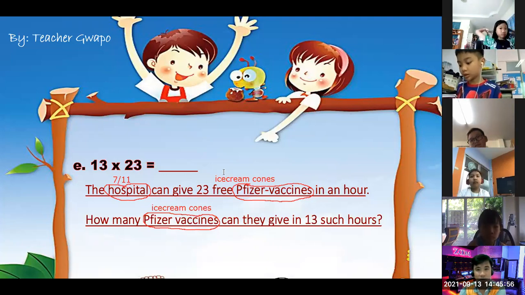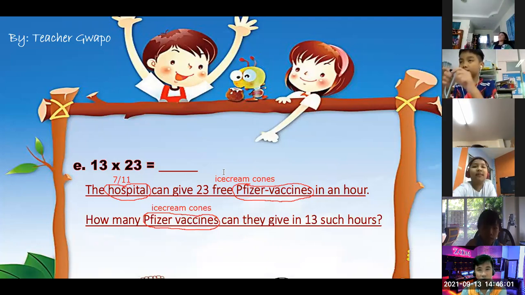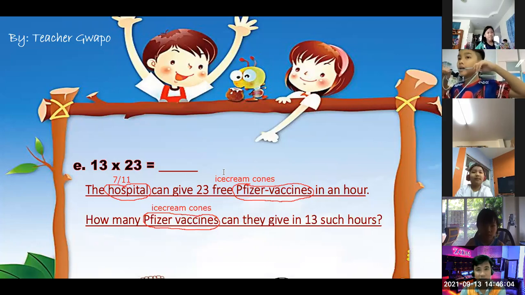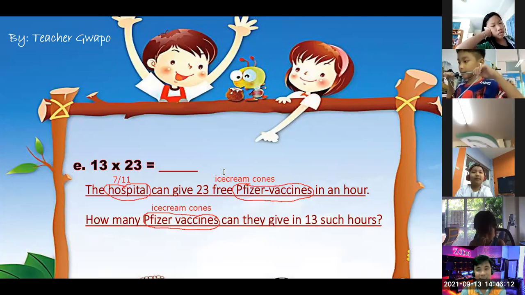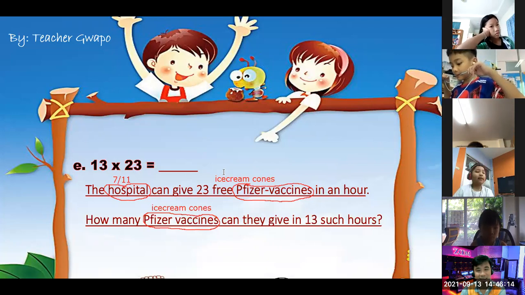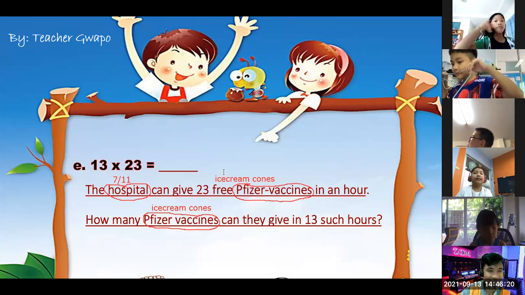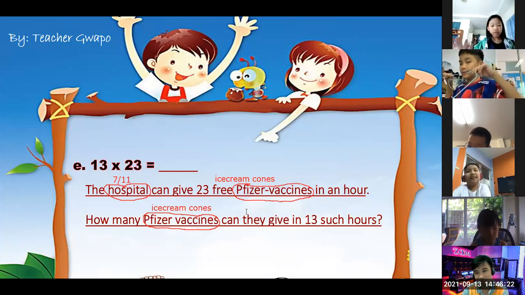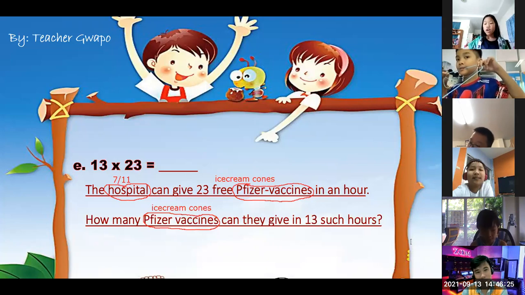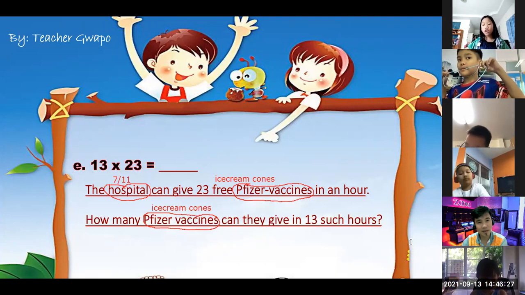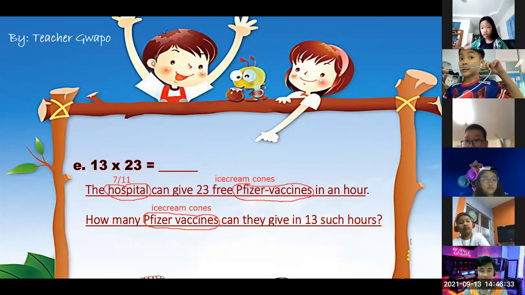Who else? iPhone, raising his hand again. And then Nietzsche is next to iPhone. Okay, go. The 7-Eleven can give 23 free Lay's chips in an hour. How many Lay's chips can they give in 13 such hours? Wow, very good. Thank you. Okay, Nietzsche, go. The 7-Eleven can give 23 free cola in an hour.